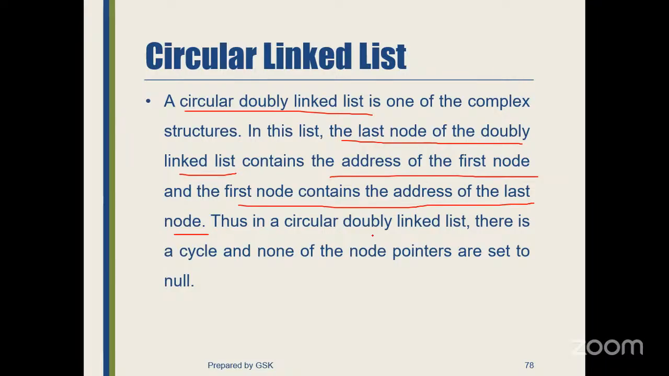This is the structure of the circular doubly linked list. Hence in a circular doubly linked list, there is a cycle and none of the node pointers are set to null. Generally in the singly linked list and doubly linked list, we observe null because the last node points to null, as there is no address attached to the last node. But here the last node points to the first node again. That is what creates the circle.